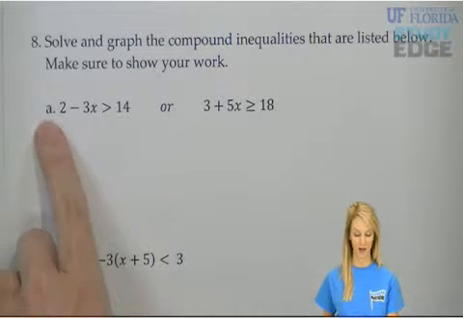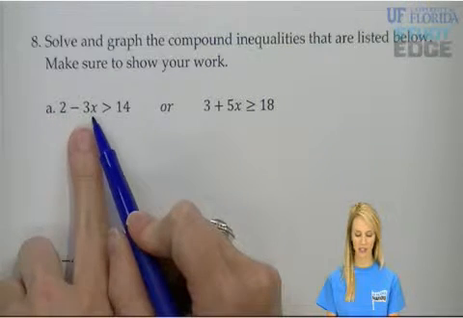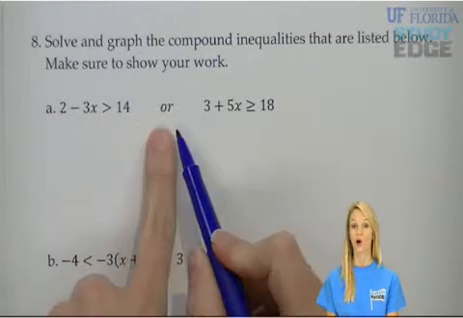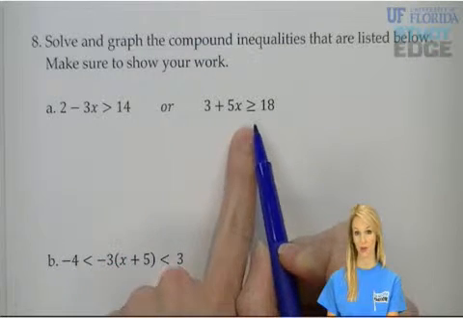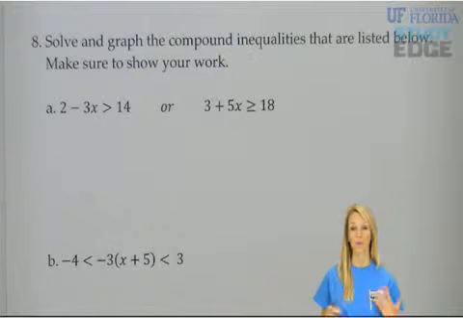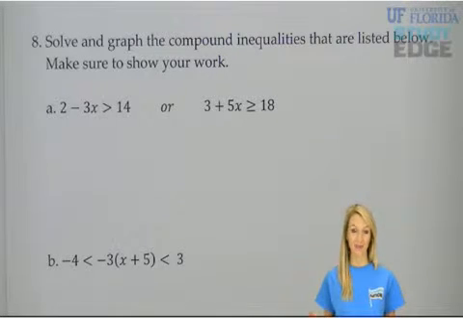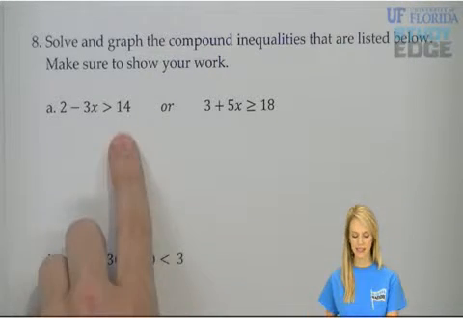We've got answer A, or problem A. We have 2 minus 3x is greater than 15, or 3 plus 5x is greater than or equal to 18. So what we're going to end up with is x could be one of two things. Let's see what we've got.